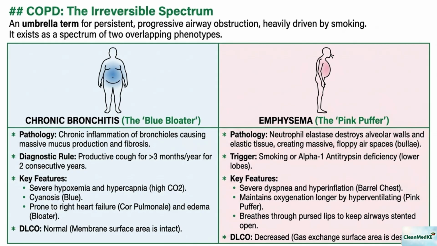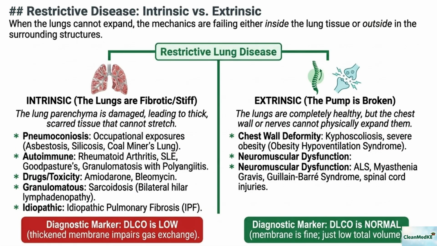Shifting to restrictive diseases, we categorize them as intrinsic or extrinsic. In intrinsic disease, the lung tissue itself is damaged, often becoming fibrotic or stiff due to occupational exposures like asbestosis, autoimmune conditions like sarcoidosis, or idiopathic causes. A key marker here is a low DLCO, because the thickened membrane impairs gas exchange.